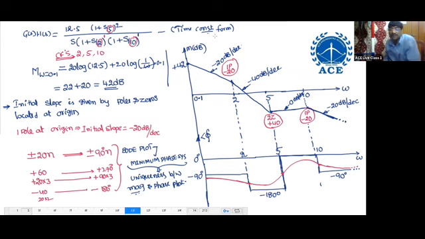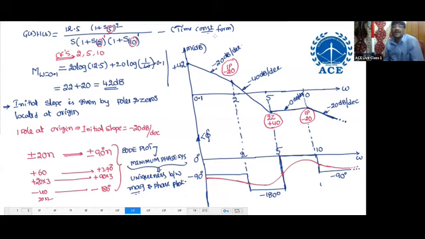So this is drawing the plot. How to find stability, gain margin, phase margin and their definitions will all come later. First you learn how to draw the Bode plot. Why? Because they will give the transfer function and ask for the magnitude plot.